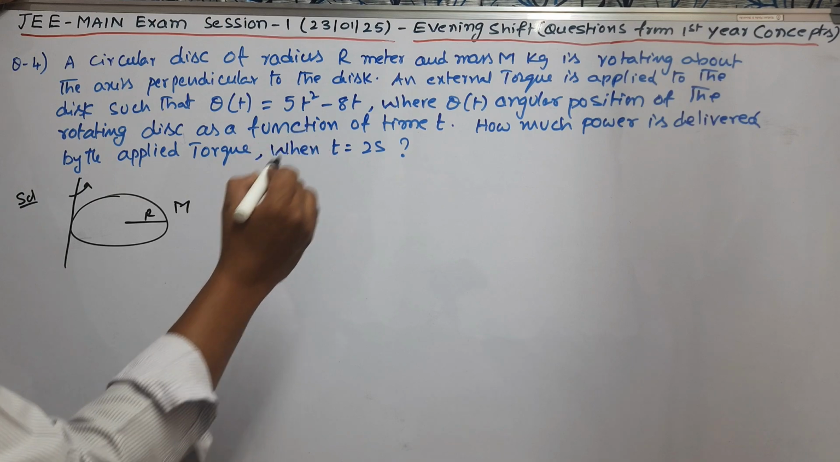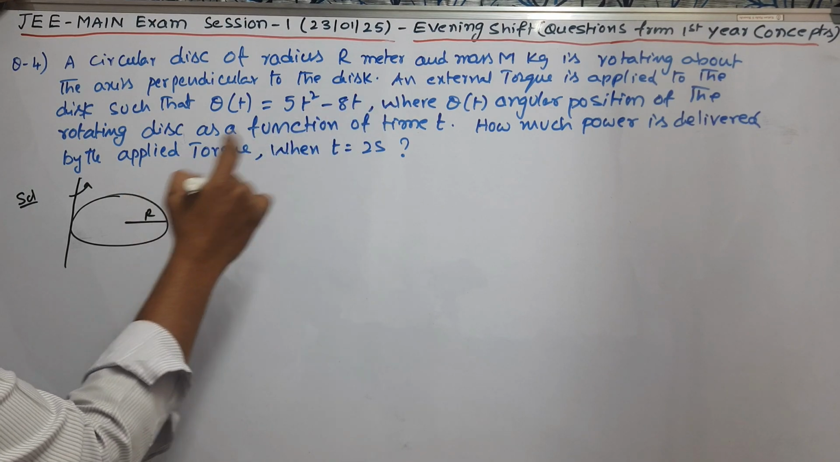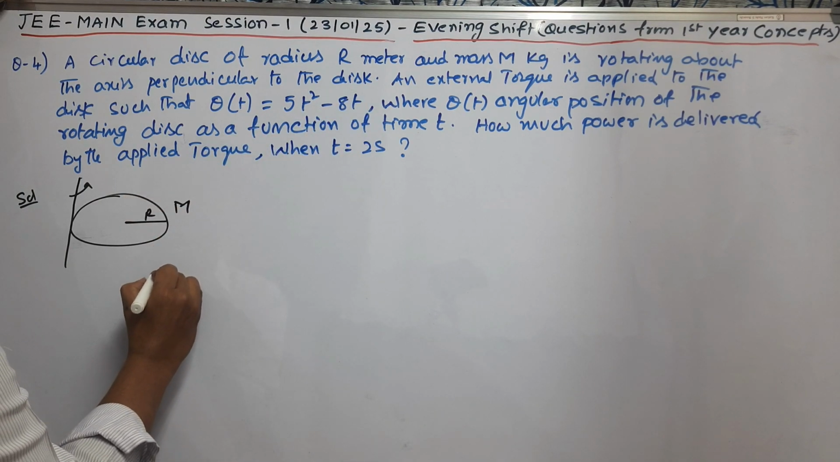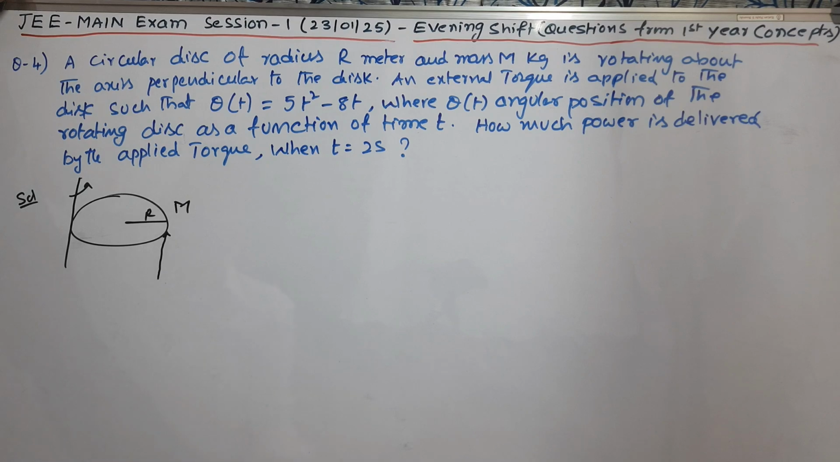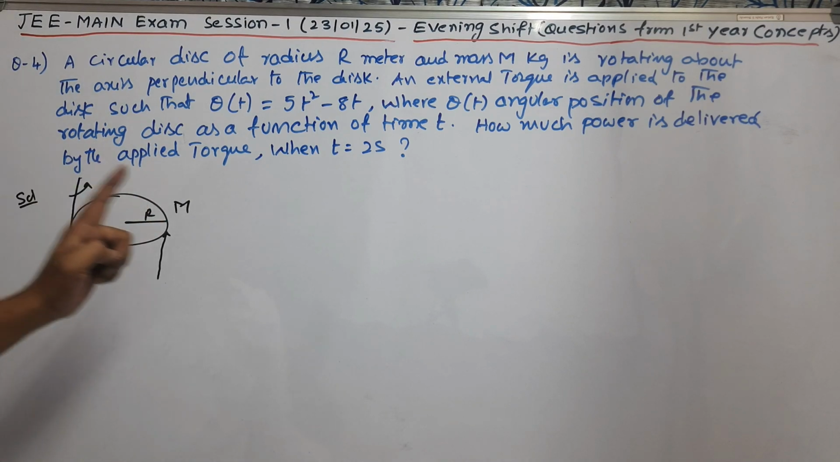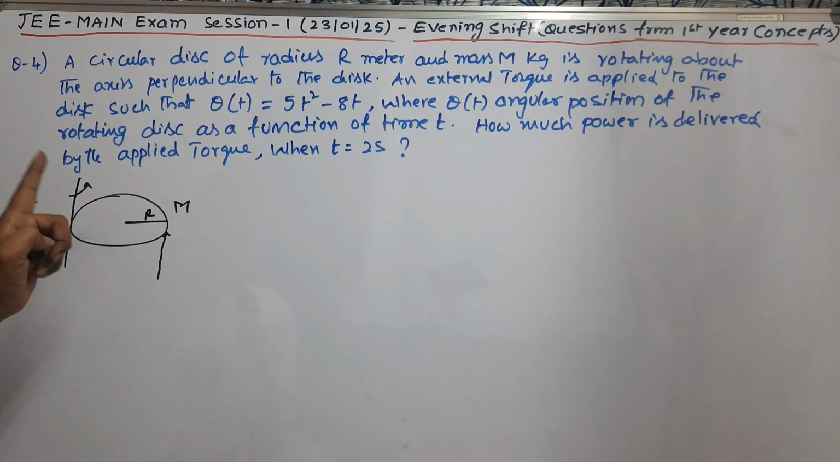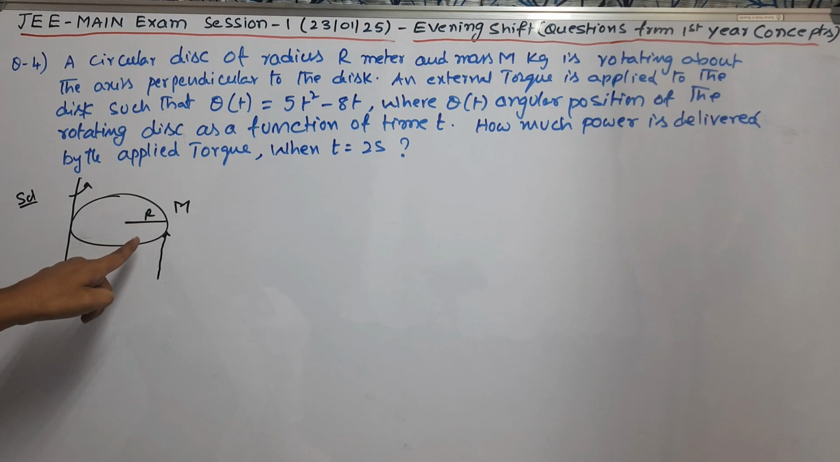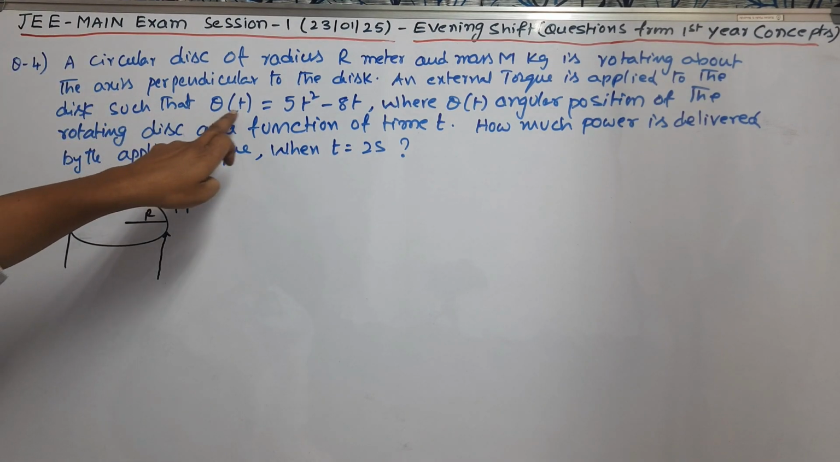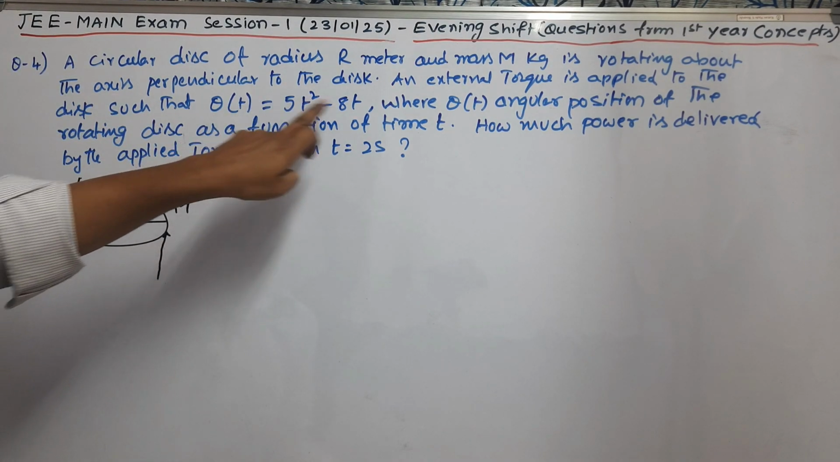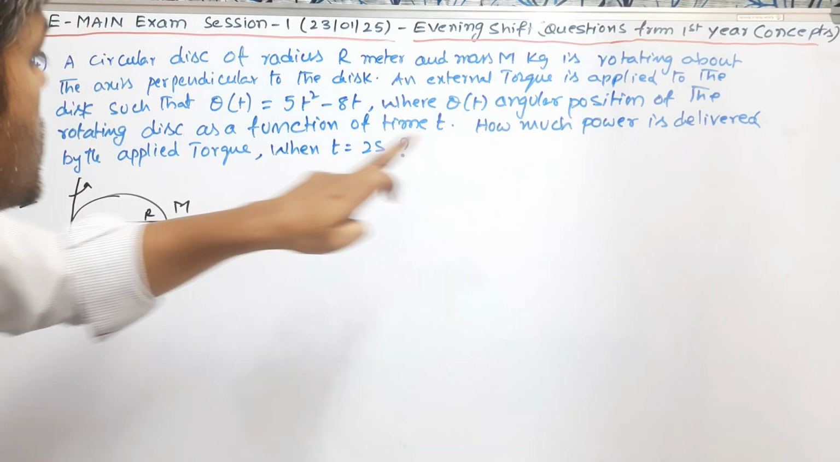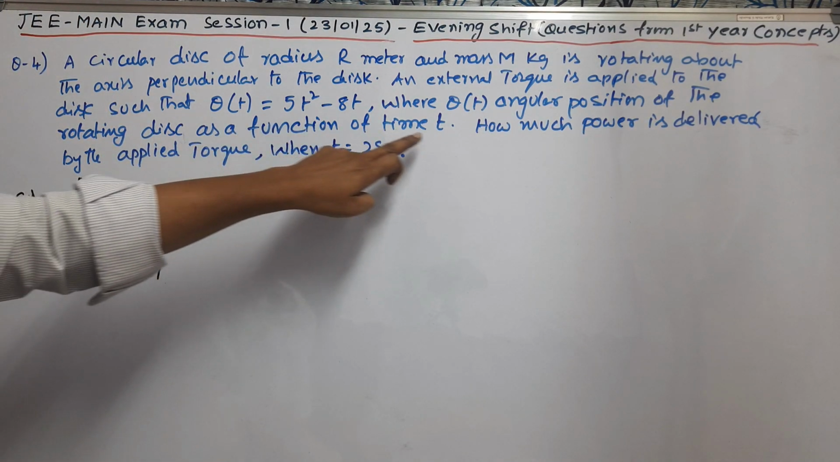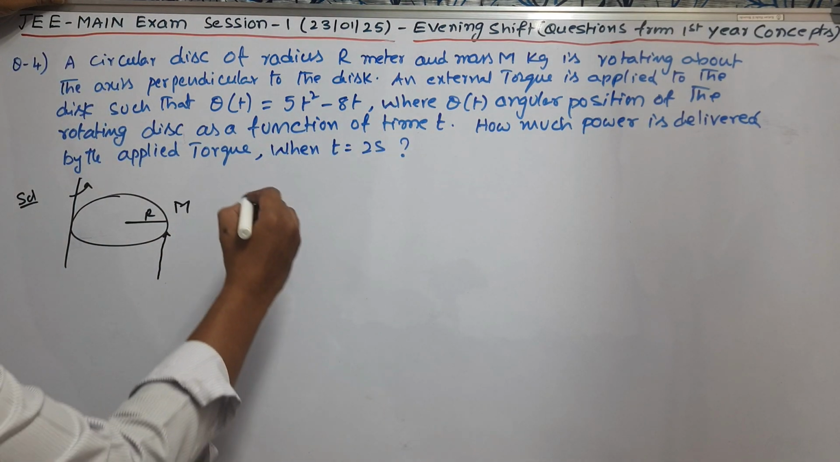Now, an external torque is applied to the disc. I would like to apply a force tangentially, which causes the body to rotate, so the force is called torque. This torque is applied such that theta is the angular position of the rotating disc as a function of time t. How much power is delivered?